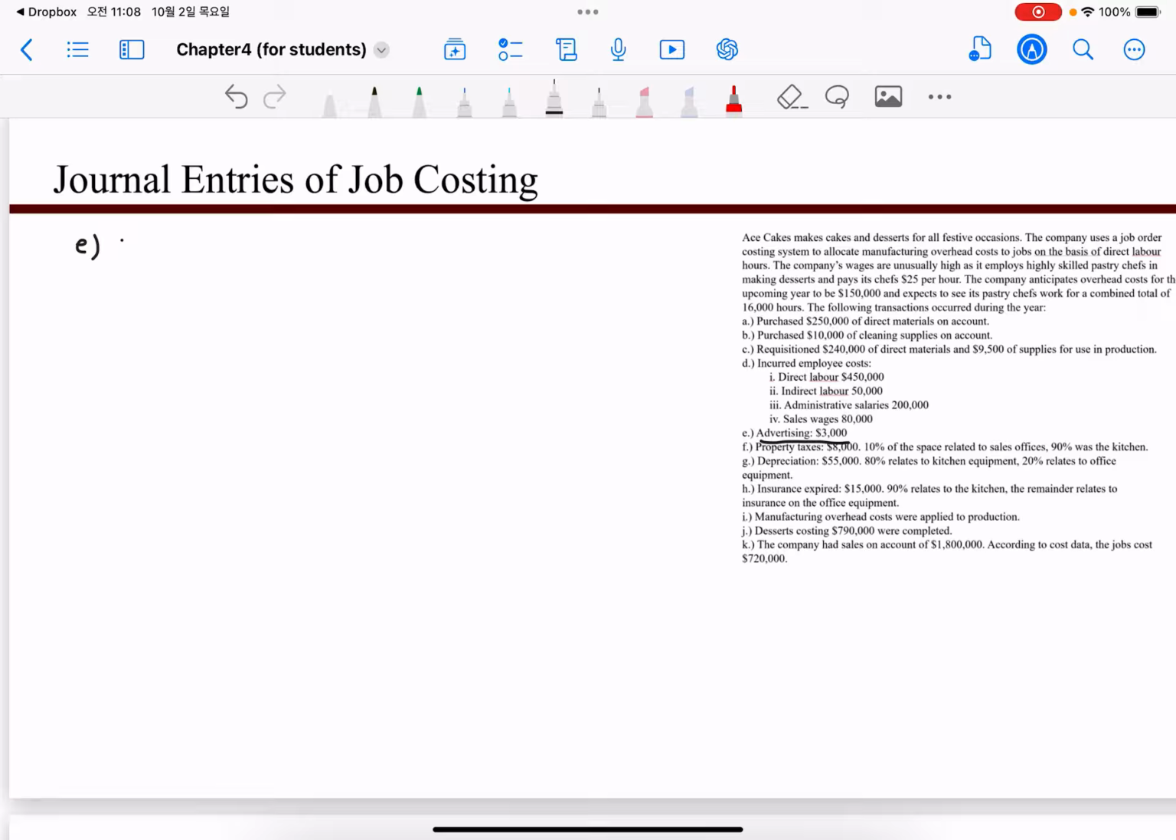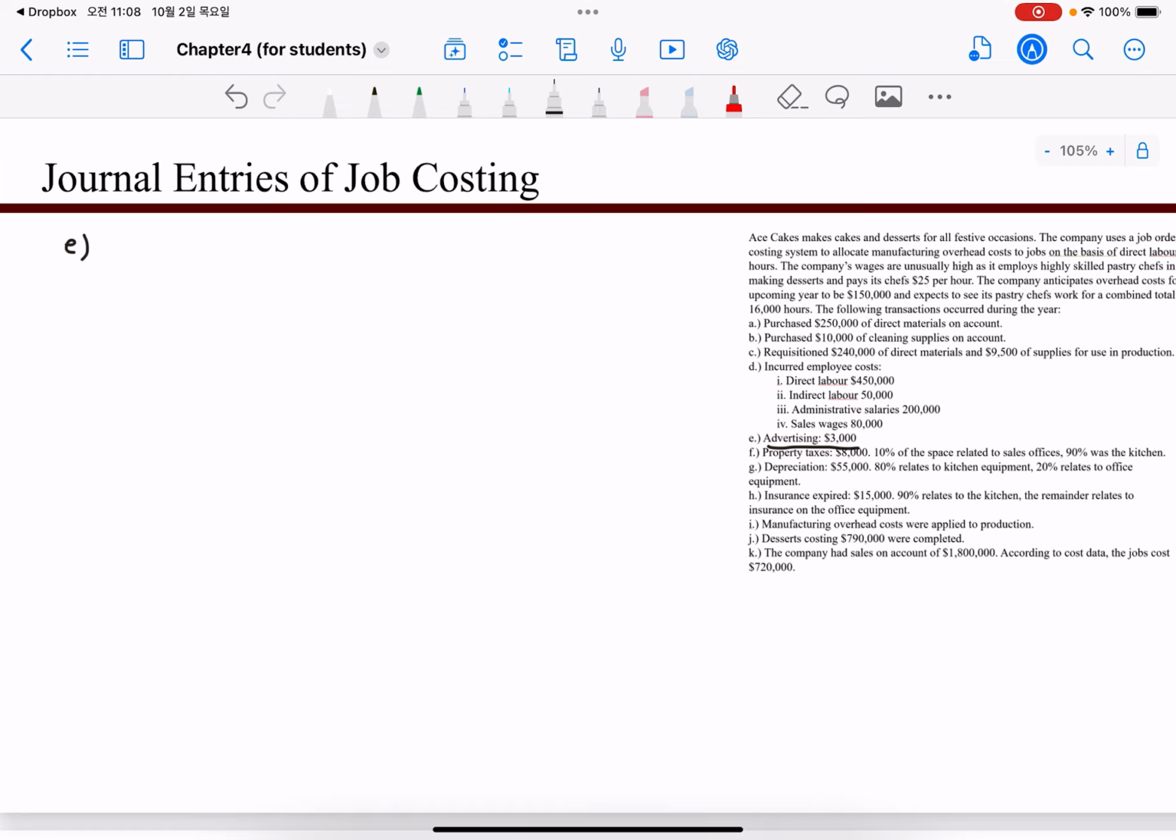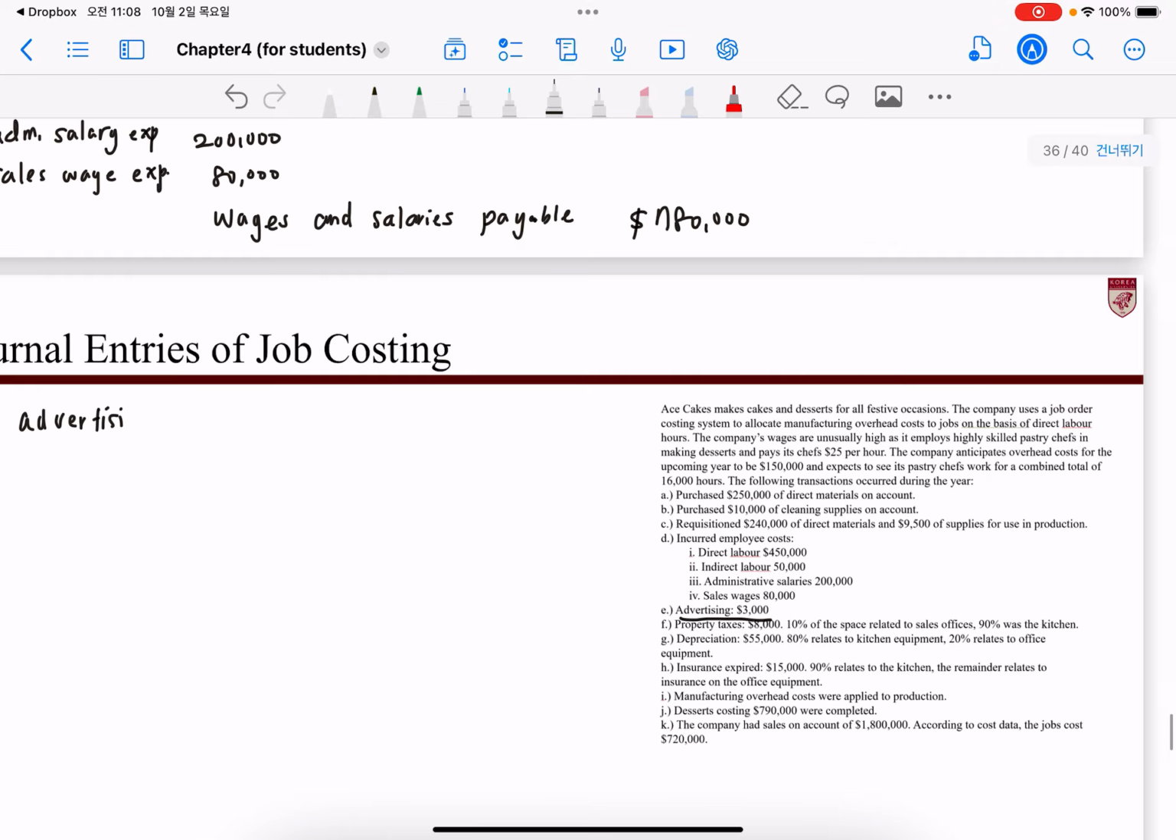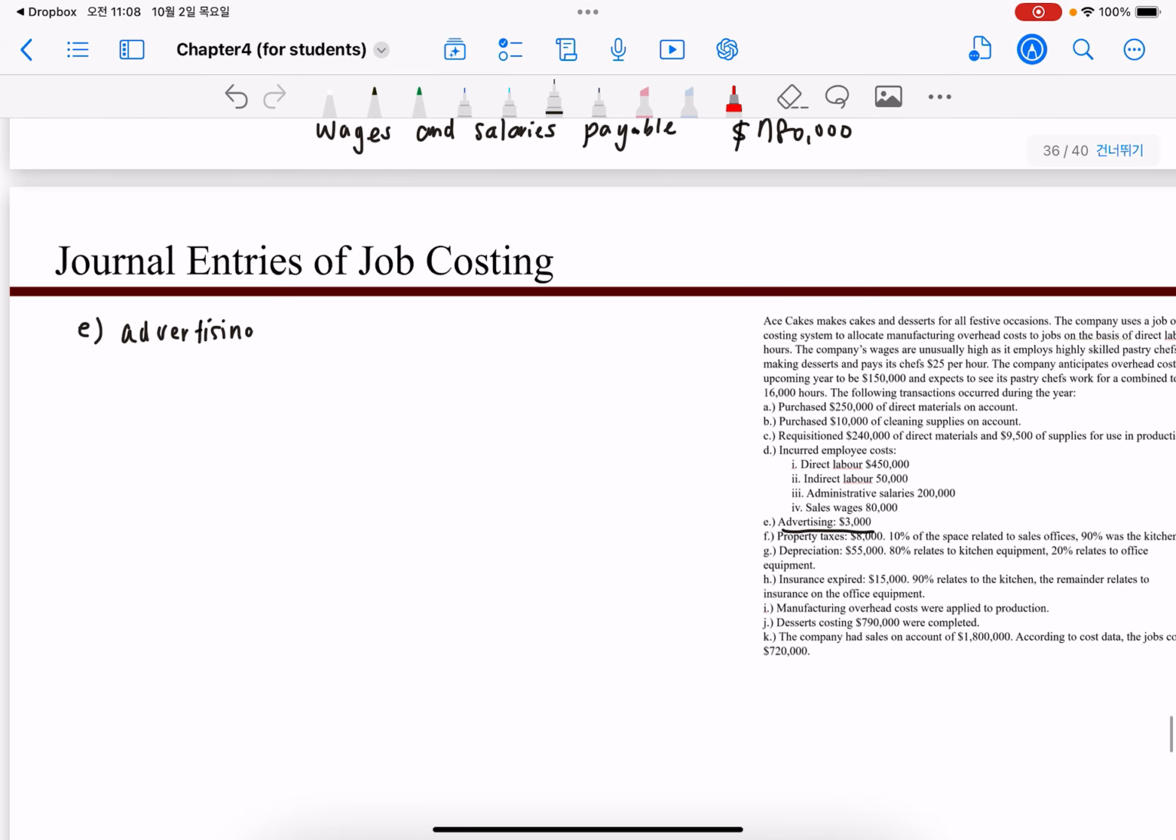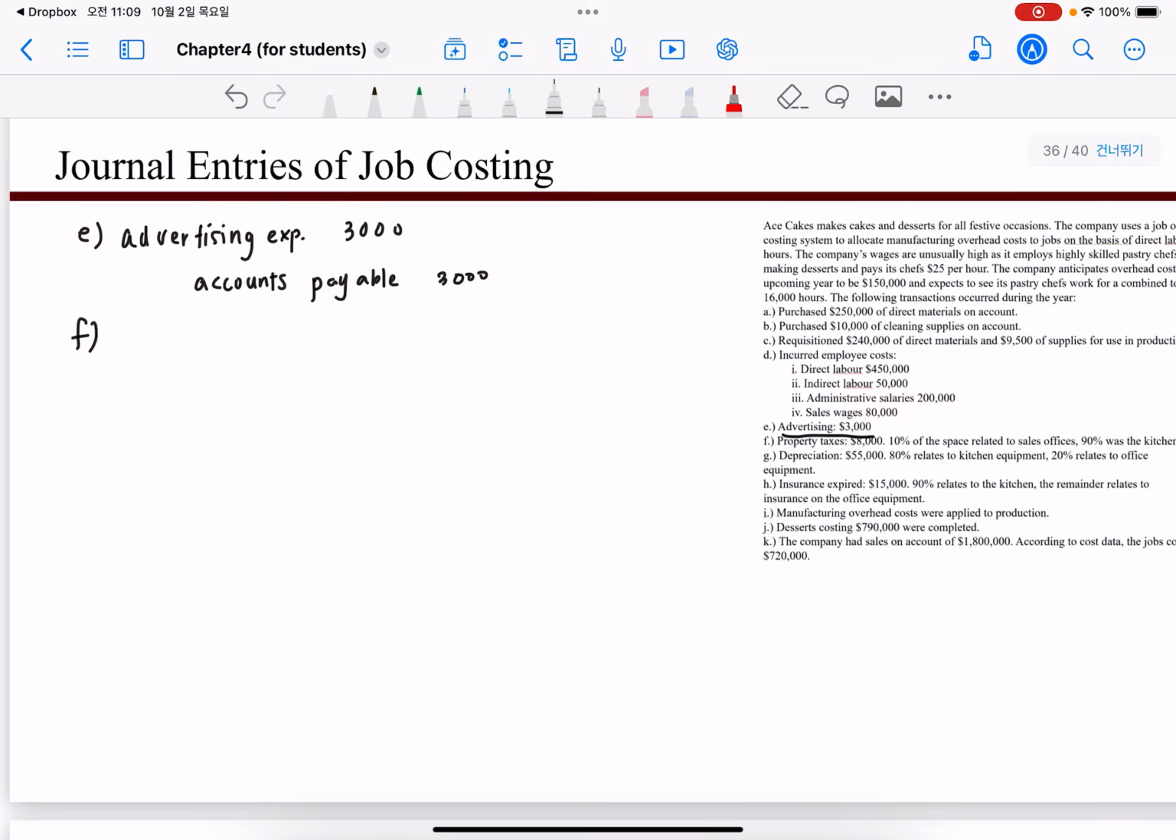Since advertising is not related to baking, the so-called production, it's going to be expensed as it's incurred. So we expense the advertising expense of 3,000 by crediting accounts payable of 3,000, right?